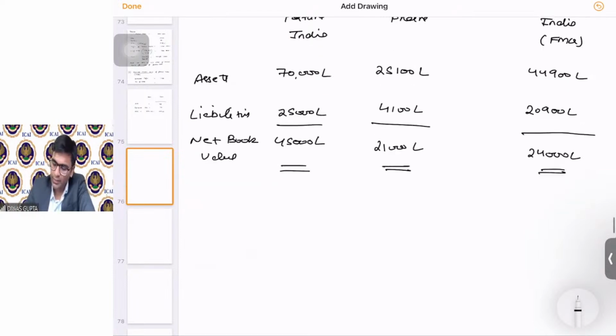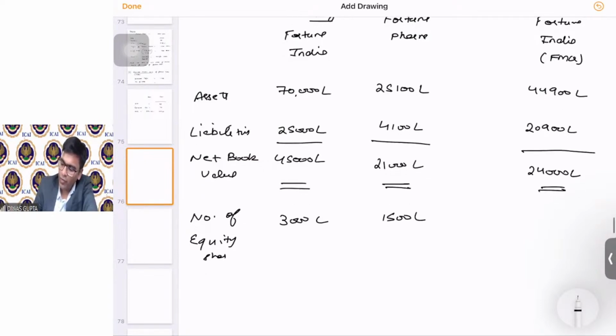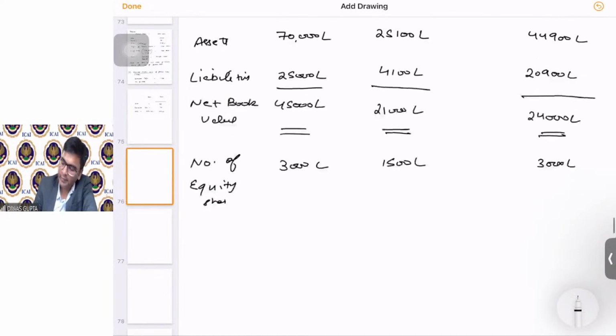Students, any questions, please do let me know. Otherwise, we are on the verge of completing this question. Number of equity shares before demerger were 3,000. After demerger in Fortune Pharma, it was 1,500, right? And this is all in lakhs. And Fortune India, FMCG, still had 3,000 lakhs remaining. So book value per share, you want to calculate that? It comes out to be how much?